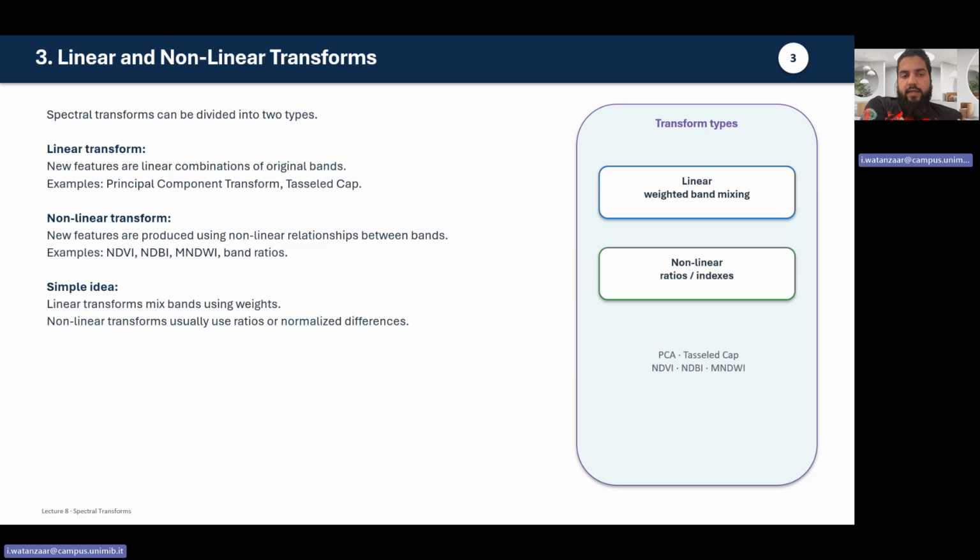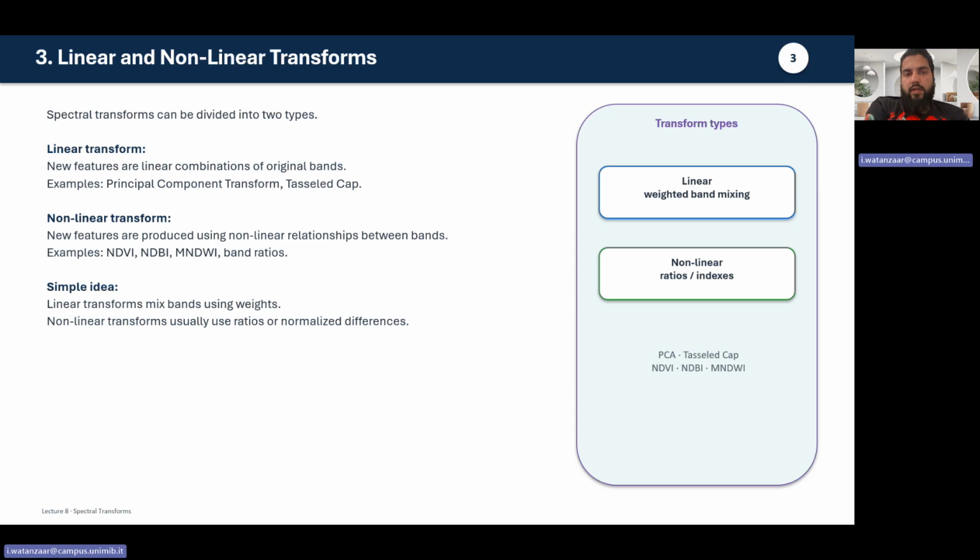The simplistic idea is that a linear transform mixes bands using weights. This is the overall idea. A nonlinear transform usually uses ratios or normalized differences. So normalized differences are used in the nonlinear transformation, while in the linear one, we are mixing bands using their weights.